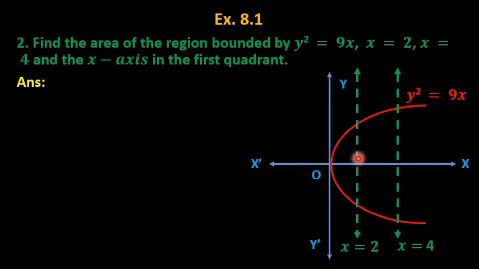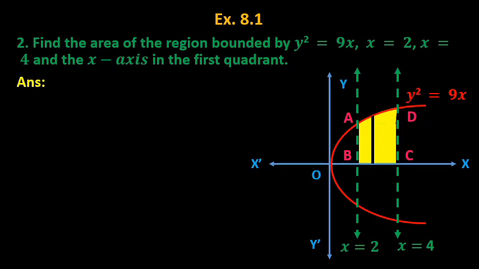So the area which is enclosed by the two lines x equals 2 and x equals 4 and the curve in the first quadrant is this area. This area I have shaded with yellow color, and here we have to integrate from x equals 2 to 4 taking a vertical stripe. So this is the vertical stripe, and let us name this area A, B, C, D.